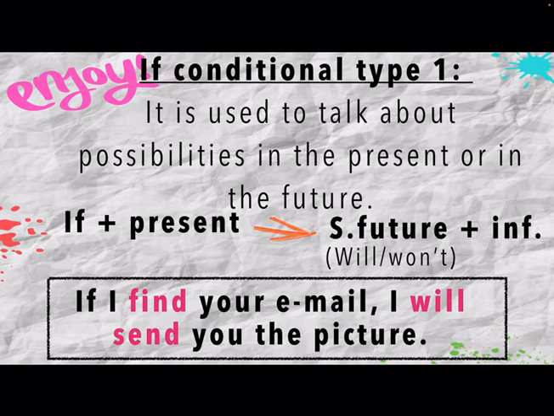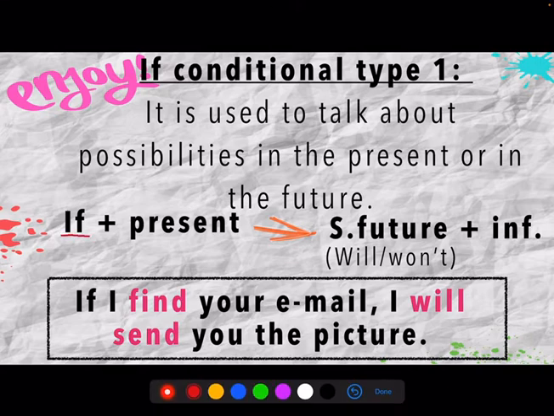You have the if form, then you have the present simple tense. Then the second part of the sentence should be the simple future plus the infinitive form of the verb, which means that you have to use in the second part of the sentence will for the affirmative sentence and won't for the negative sentence plus the infinitive form of the verb.